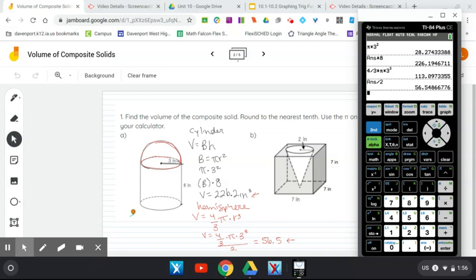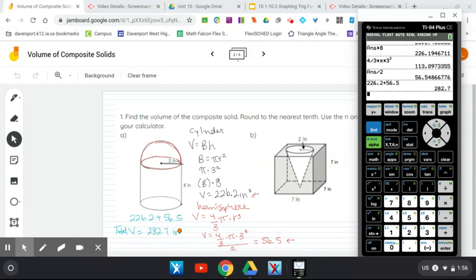So we'll take the 226.2 and we will add the 56.5, and that's going to give us what we call the total volume. So 226.2 plus 56.5 will give us a volume of 282.7. Your units are inches cubed.